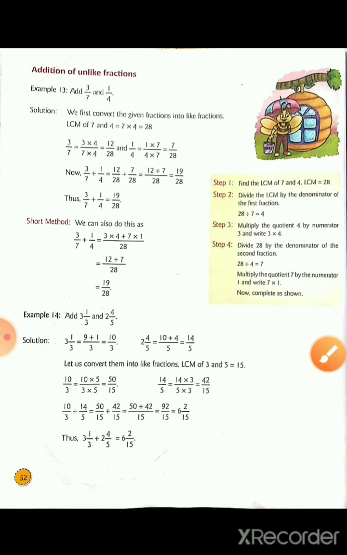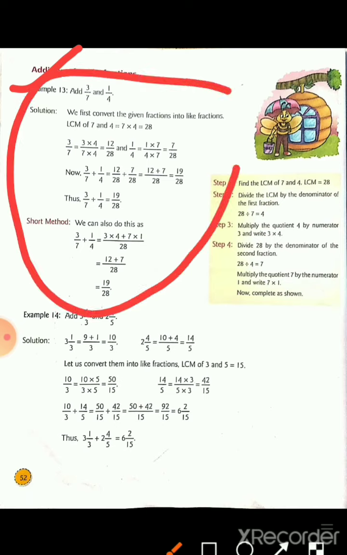Okay students, do it properly. You can also take other examples and solve them. In the next class, we will discuss the addition of mixed fractions. We have discussed addition of mixed fractions with the same denominator, but mixed fractions with different denominators we have not studied till now. So first you have to be perfect in this addition of unlike fractions, because this is a long process. You have to practice it as much as possible.